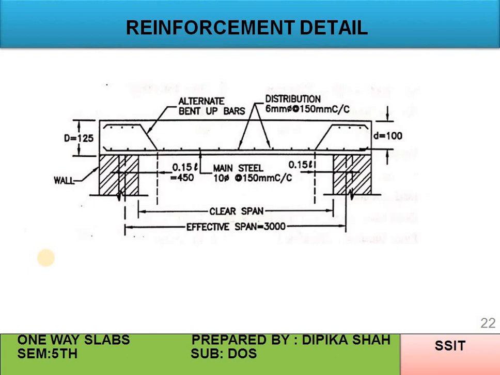Right, after completion of all these checks in the example, we will draw this section. In this section we will show all the dimensions that we have found. We have provided distribution steel 6 mm dia at 150 mm center to center. We have provided alternate bent up bars. Main steel we have provided 10 dia at 150 mm center to center. Our effective span is 3000, that is given. Small d we have provided is 100 and capital D is 125. So we have to show all the dimensions that we have provided in this example, right?